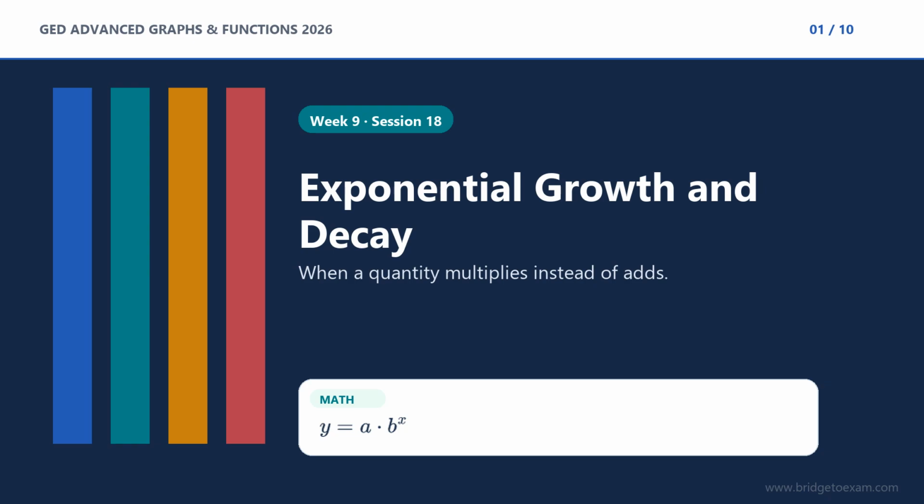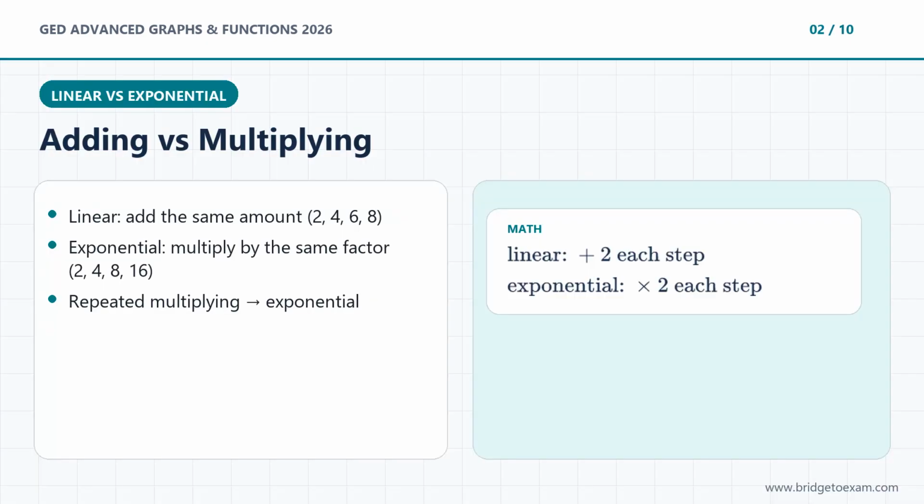Some patterns do not grow by adding the same amount, they grow by multiplying by the same factor. That is exponential change, and it powers things like populations, interest, and radioactive decay. Today we learn to recognize it and model it. Let's begin slowly. Here's the core difference.